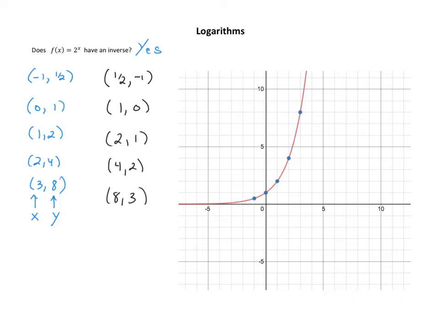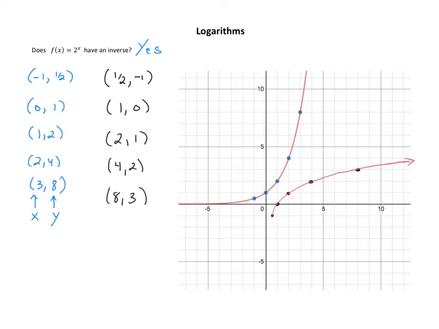Let's graph them. So let's see, we have 1/2, -1. It's right here. We have 1, 0, 2, 1, 4, 2, and 8, 3. If you draw the equation that goes through these points, we get a graph that looks like this.